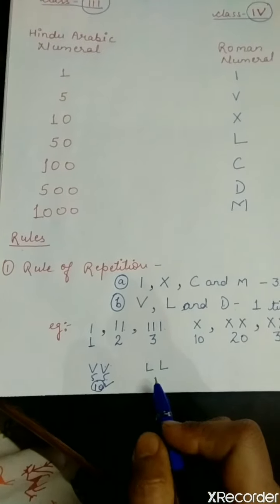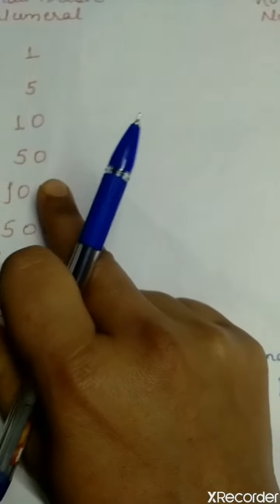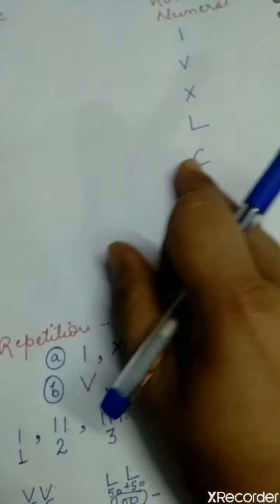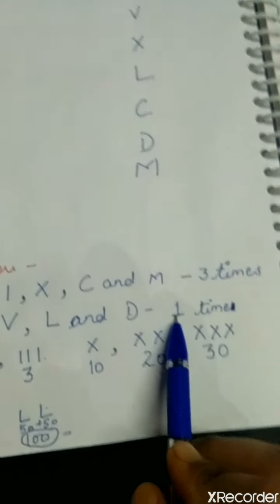Again the same thing, why can we not write LL? The reason is 50 plus 50 is 100, and you know the symbol of 100 is C. So that's why we cannot write LL together. So here again we are repeating that V, L, D, these three symbols we cannot write twice or thrice. We can write these symbols only once.